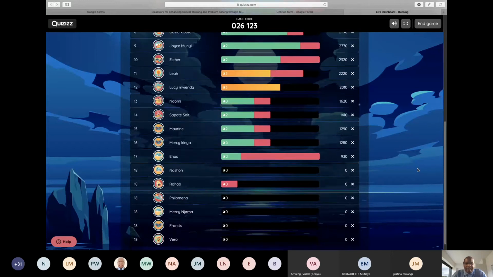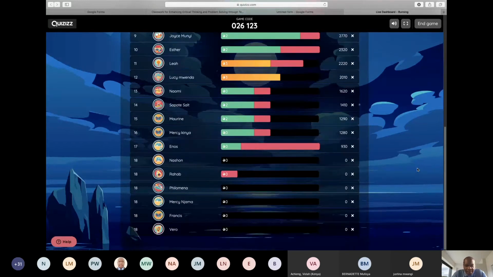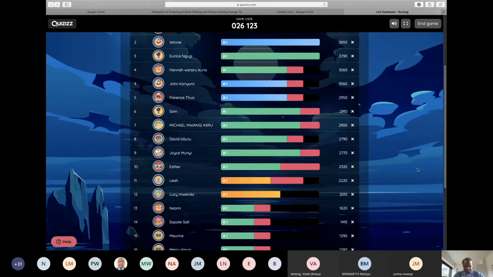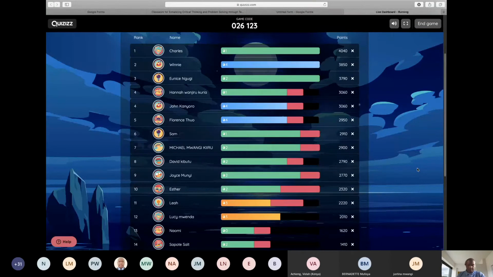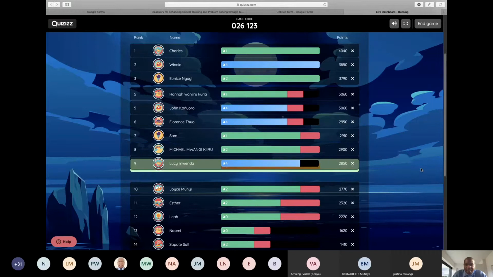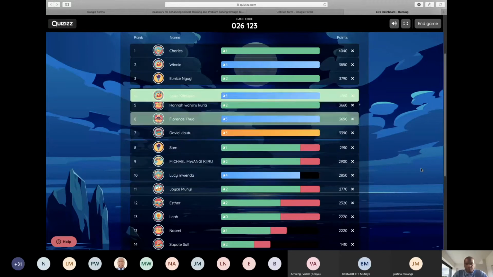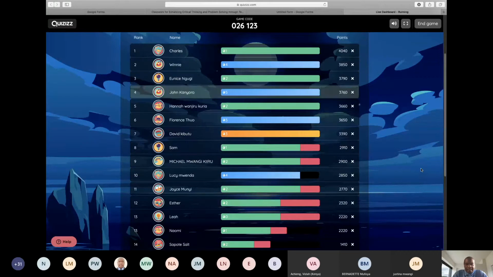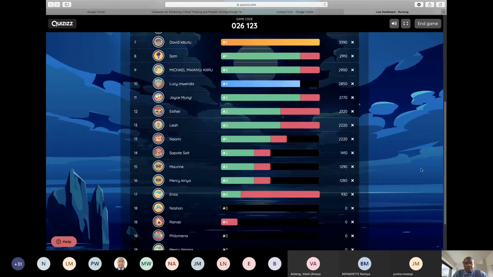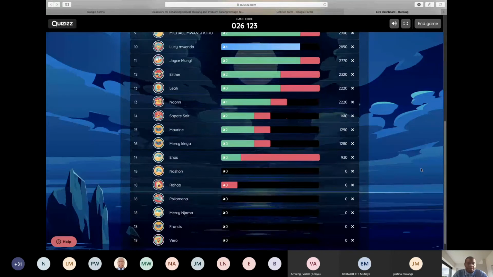We have Hannah, John, Florence Tuo, David Kabutu. Please finish. Okay, so you can see many people are finishing. David Kabutu has jumped up. Hannah is there. Yeah, at least 10 people have finished. So we are going to stop the game in the next 1 minute. So those who are finishing, can you finish?